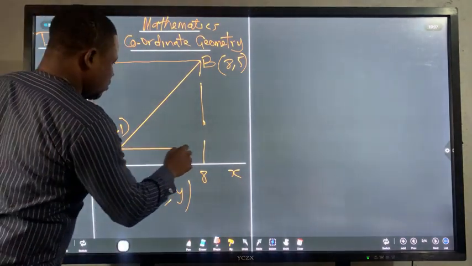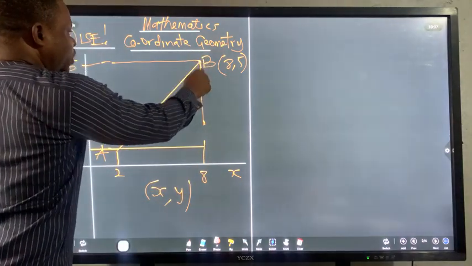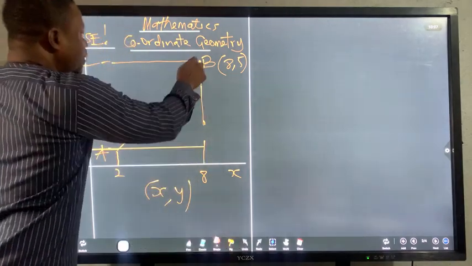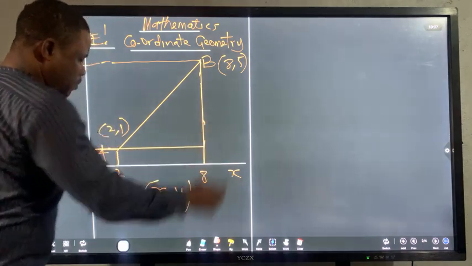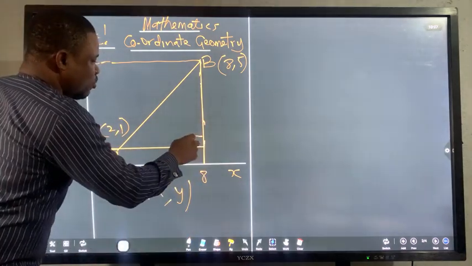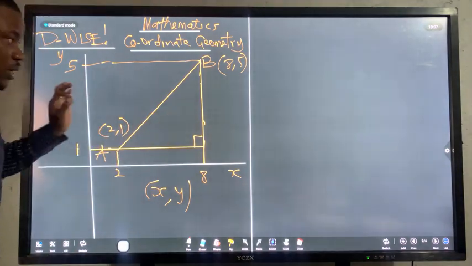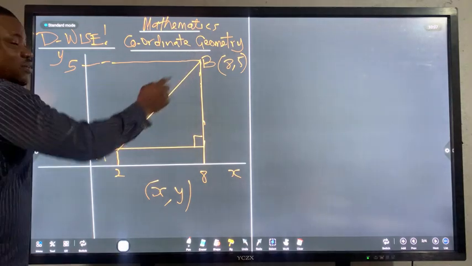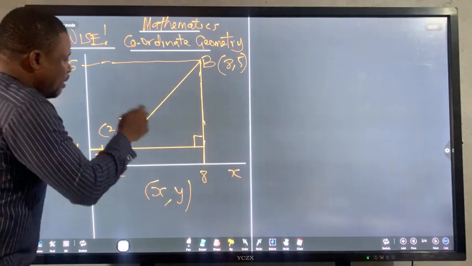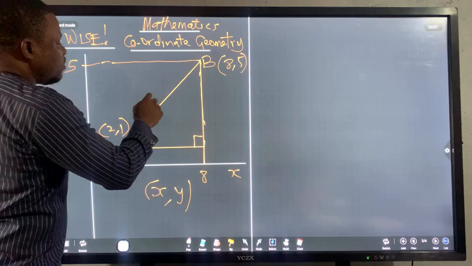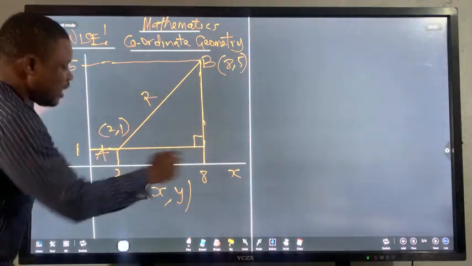line all the way to this point, right? And I continue this line all the way to this point, you will see that I get a right angled triangle. Are you with me? A right angled triangle. So the length AB is like my hypotenuse. That's the longest side. Are you with me? Yeah. So let me call it R, for example. Capital R, right?